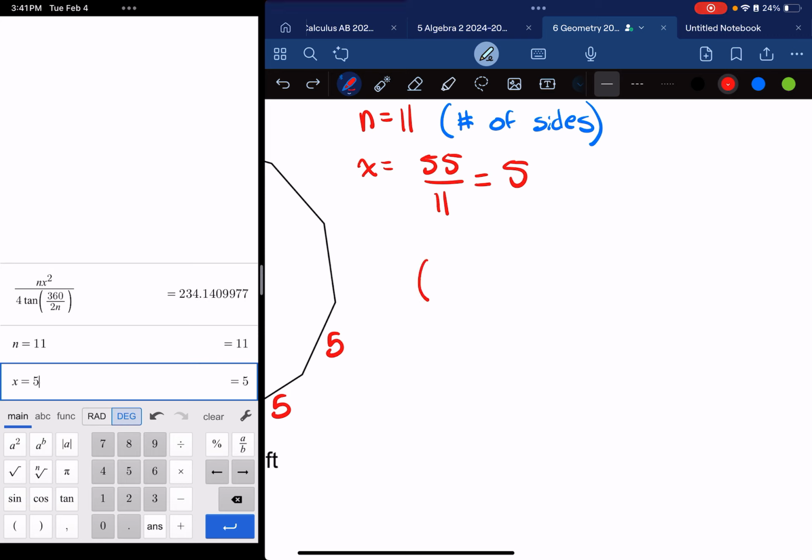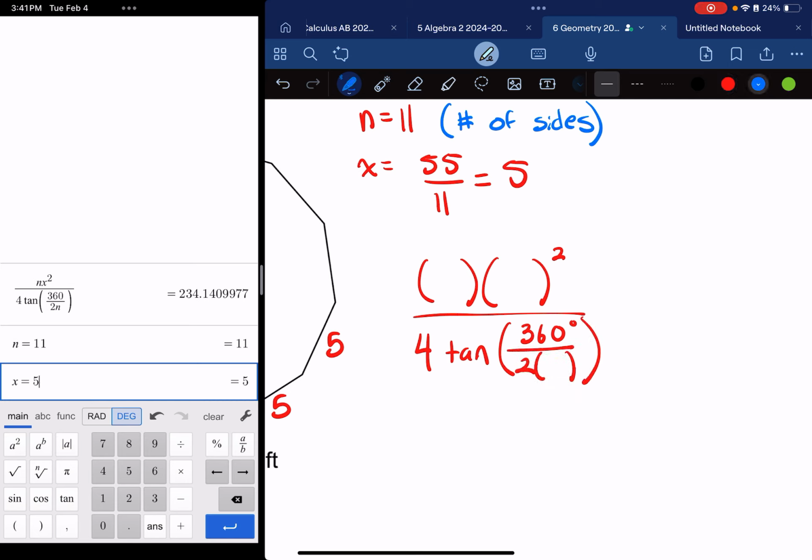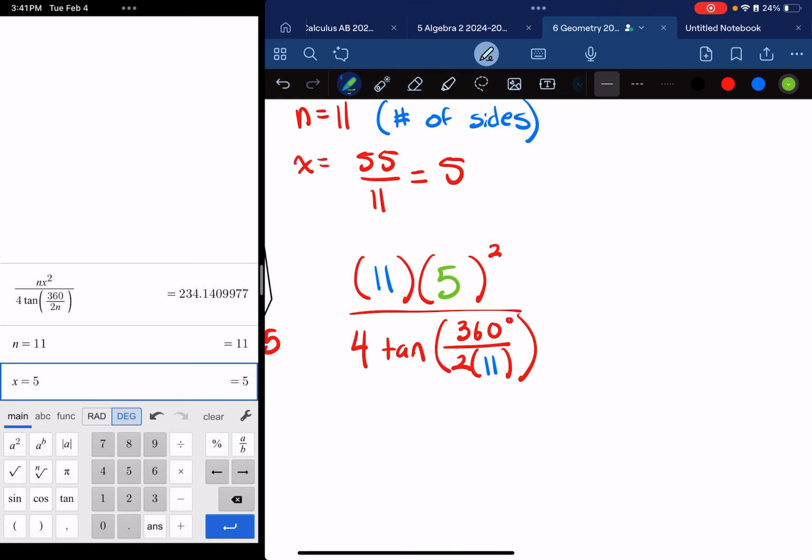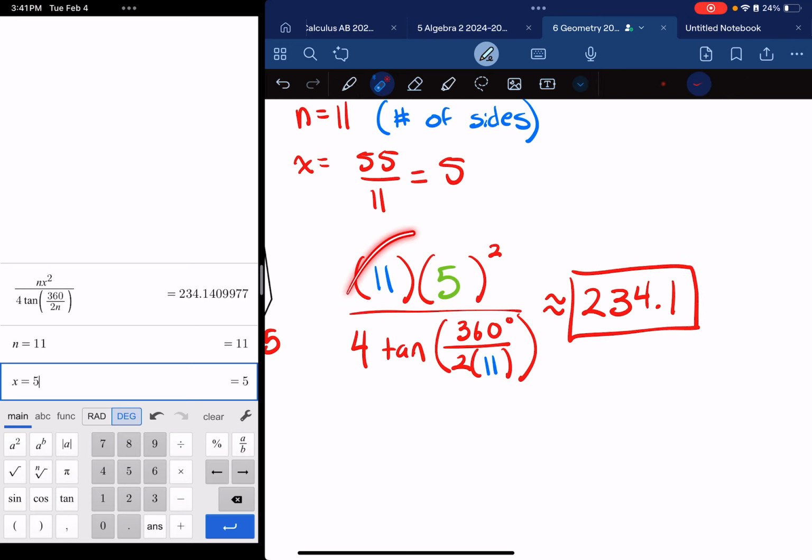So here's my n, and here's my x squared, all divided by 4 tangent of 360 degrees divided by 2 times, there's my n again. So let's fill in our n. Our n is 11, so I'll say 11 goes here and here. And my x in this case is 5, so I'll put a 5 right here. And when I do that, I can just write down the answer that the calculator is telling me. This calculator is approximating this to be about 234.1, rounding to one decimal place. That's the answer that we're looking for, but the important thing is knowing how to get there.